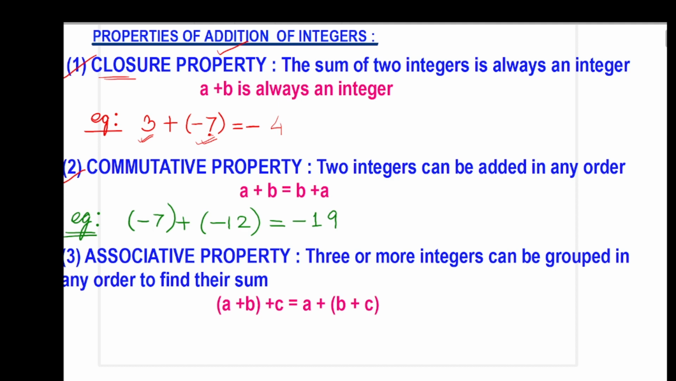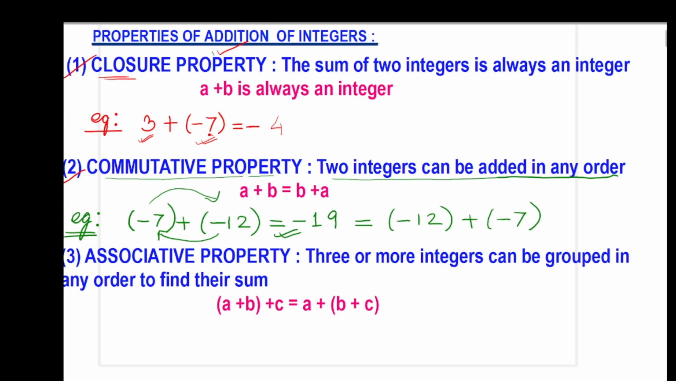Now see, again, if we add minus 12 with minus 7, then also we will get the same answer, minus 19. That is why two integers can be added in any order. That means if we exchange the order, the position, then also we will get the same answer. So integers satisfy the commutative property under addition. Okay. Come to the third. What is given? Associative property.